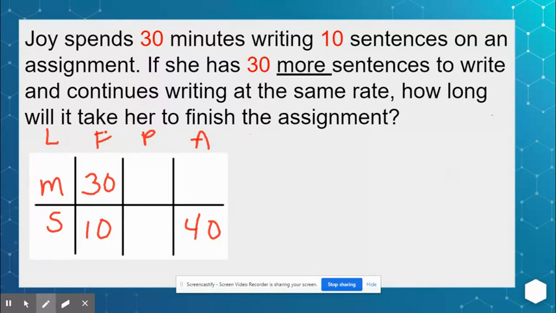All right, so now we can look at our process. How do we get from 10 to 40? Well, it's bigger, so we know it's multiplication. 10 times 4 is 40, so we have to do times 4 at the top. 30 times 4 is 120. And that's what we're looking for. How long will it take her to finish the assignment? 120 minutes.